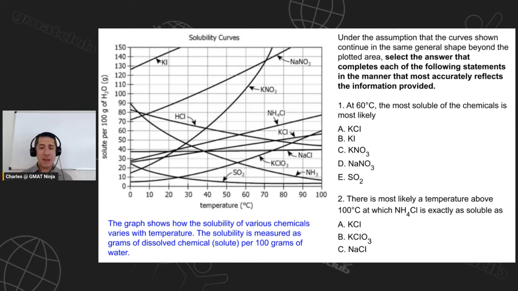Maybe you know nothing about chemistry. I'm going to pretend that I have absolutely no idea what's going on here, and I'm going to call them by their letter names as if I have absolutely no background in chemistry. Fantastic, right? Doesn't matter. Nothing's going to presume a whole lot of knowledge about the world. Okay, so question number one: at 60 degrees Celsius, the most soluble of the chemicals is most likely.